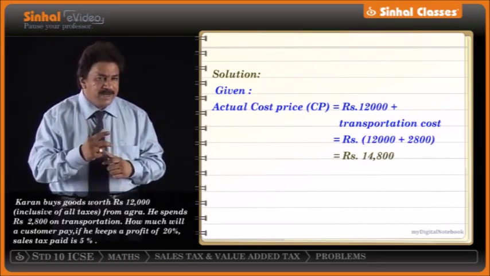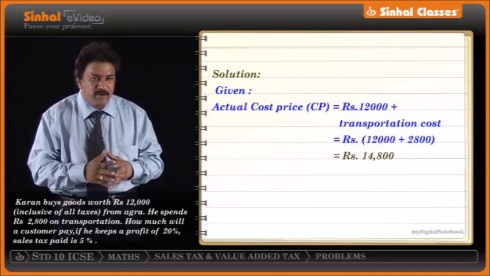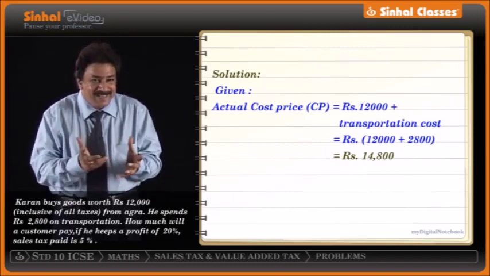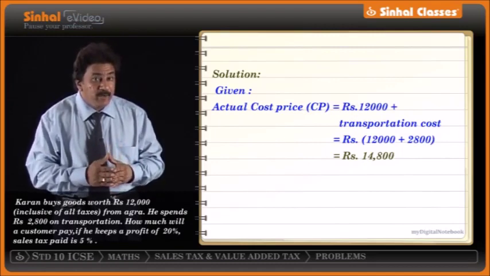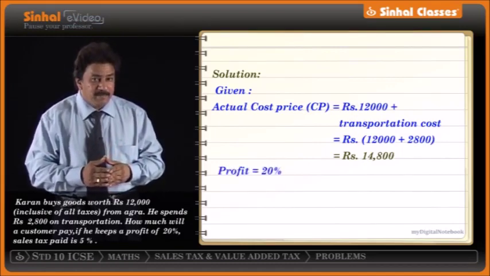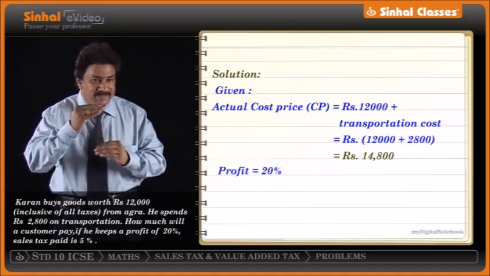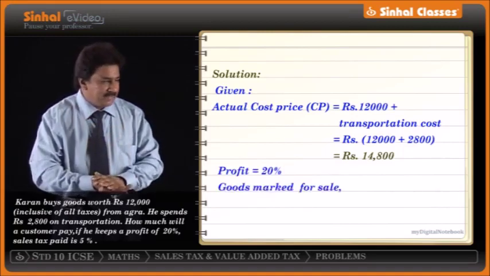Now he'll not try to sell at this price because there's no profit involved in it. There's no sense in selling it. The problem says he keeps a profit of how much? 20%. That means he is marking the goods above the cost price. Let's find the mark price.